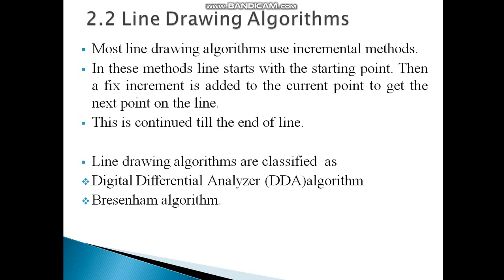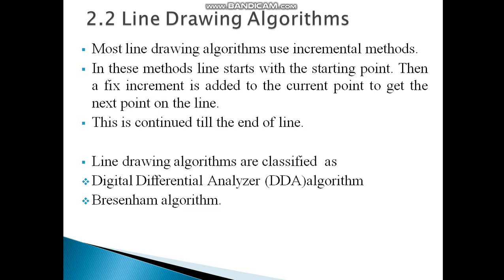Most of the line drawing algorithms use the incremental method. Why are we calling it an incremental approach? Because to find the next point, we require the previous point. In this method, the line starts with the starting point and then a fixed increment is added to the current point to get the next point on the line. Means we require the previous point to find the next point.